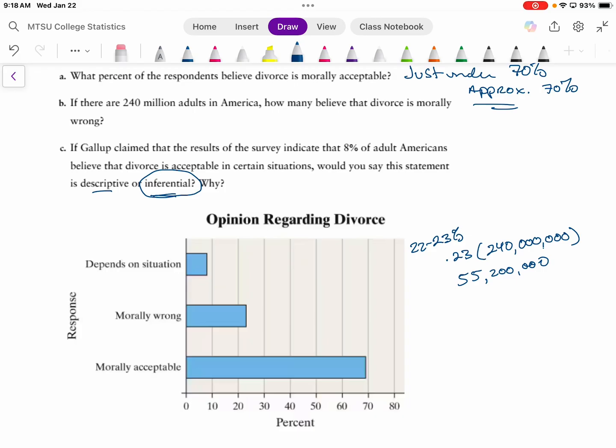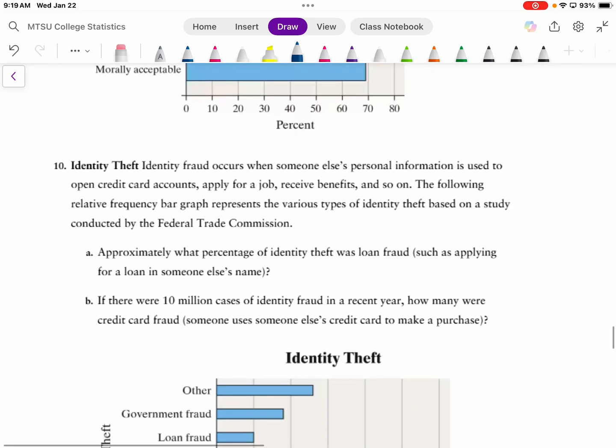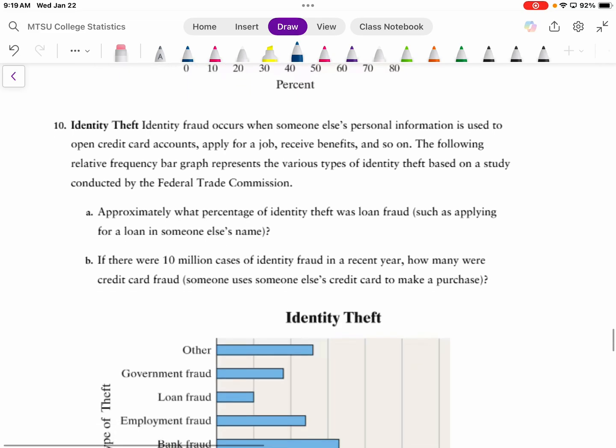I think with it, to be more descriptive, to say prescriptive, we would have to be more concrete in what numbers we have there as data to look at. Since we're looking at that being roughly about 8%, we're kind of inferring to the greater piece. All right, next one, identity theft.